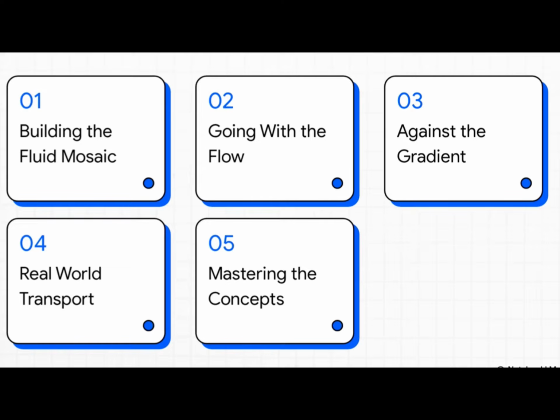We're going to start by building the membrane from its core components, something called the fluid mosaic model. Then we'll explore the different ways things get across it, both the easy ways and the hard ways, passively and actively. We'll look at some real-world examples and cool adaptations, and then we'll finish up with some key takeaways and exam tips to make sure you've absolutely mastered these concepts.